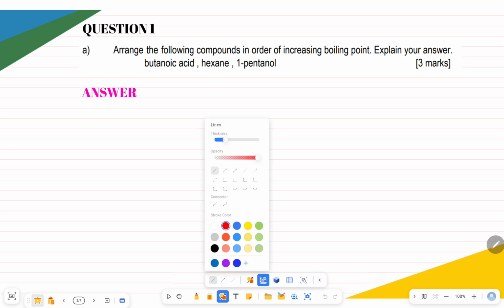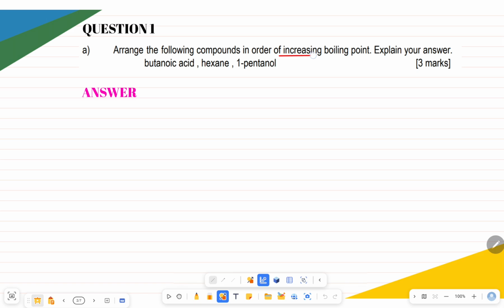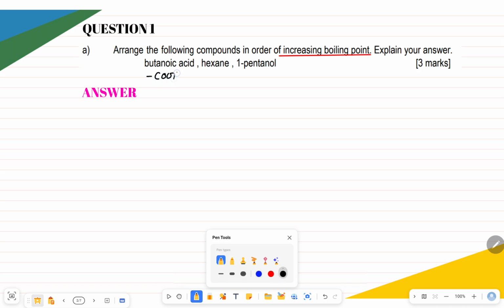So first of all, you need to highlight what the question wants the order to be with. Increasing boiling point, or semakin menaik takat didih. Alright, so you are given three different molecules. You are given butanoic acid which has COOH. You have hexane which is just a normal alkane. And you have 1-pentanol which has OH.